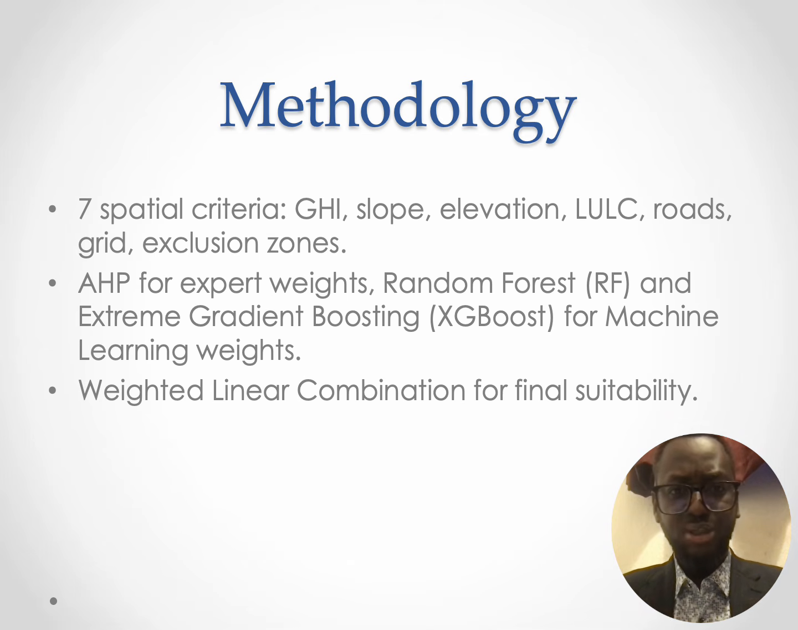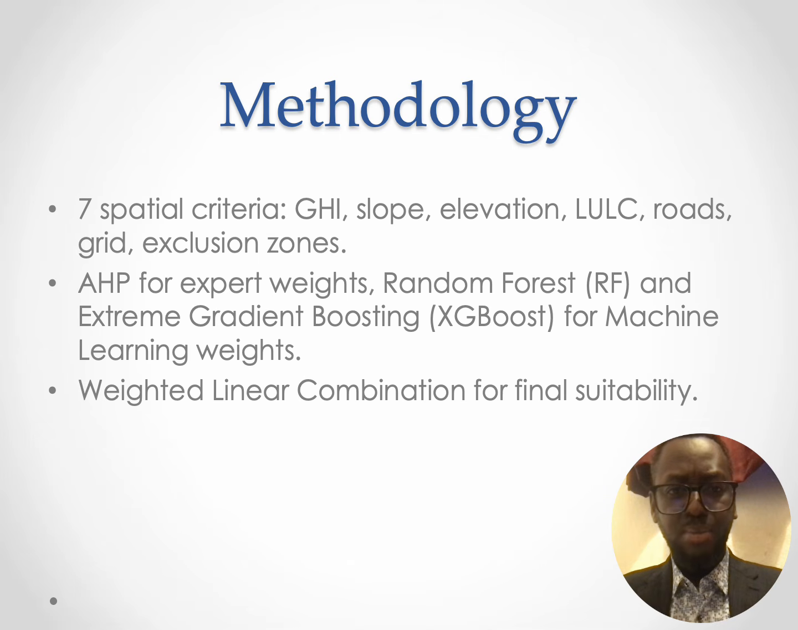The first is GHI, which means global horizontal irradiance, and simply tells us how much sunlight reaches the ground. We also include the slope and elevation of the land so we know whether the area is flat or steep. Then we use LULC, which stands for land use and land cover, to understand what exactly sits on the land, whether it's building, vegetation, water, or open space. We added the distance to road and distance to transmission line because solar farms need easy access for construction and must be close to power line to reduce connection costs.